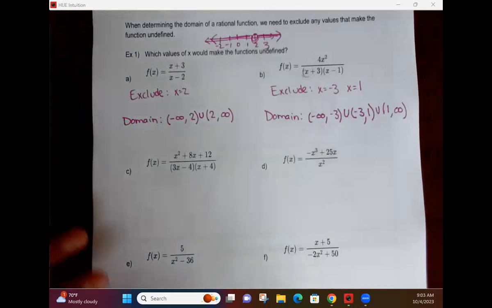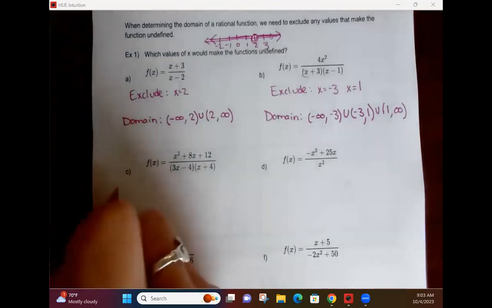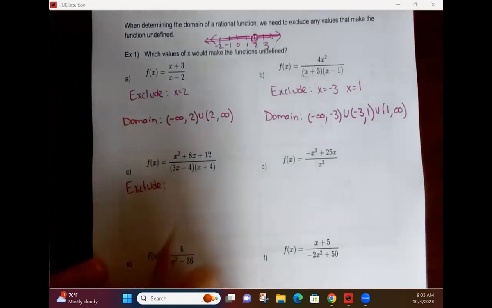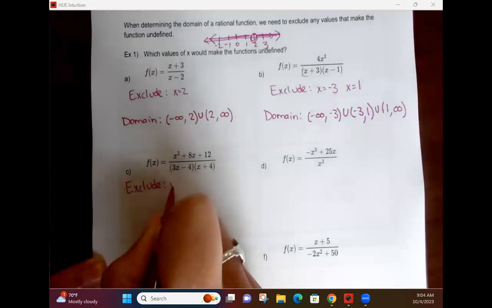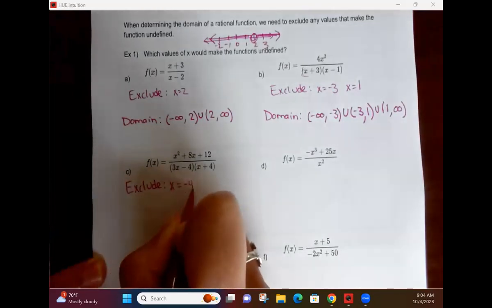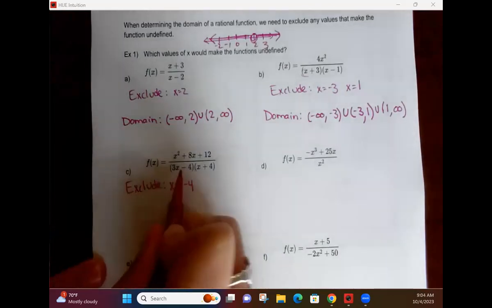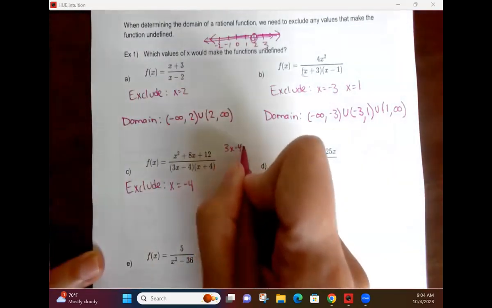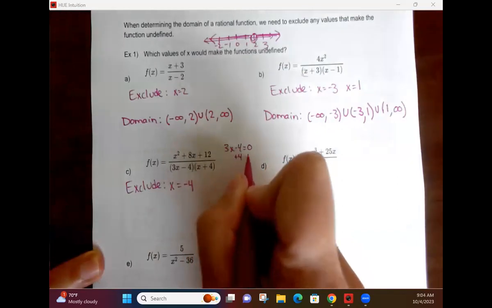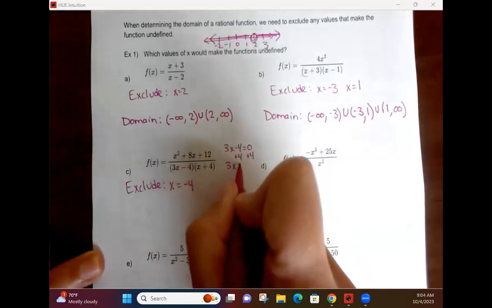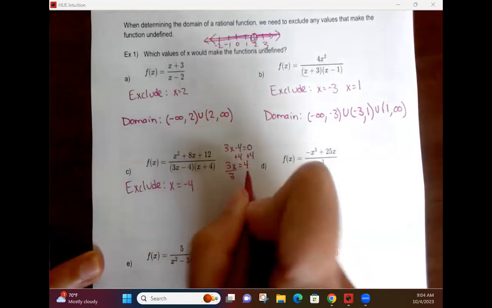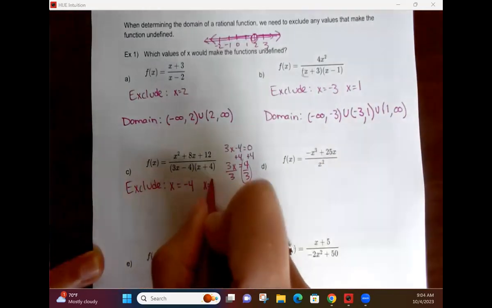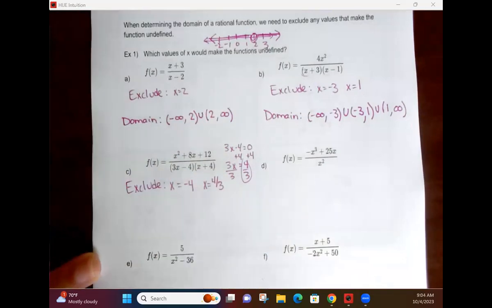For C, same idea. Again, we're already factored here. I'm going to pick out my values to exclude. This one's easier to see. I would exclude x equals -4. For this guy where I've got that value in front of x, if you need to set that equal to 0 to figure out that value of x like we did for our warm-up, that is perfectly fine. So we would get 4/3 that we also need to exclude.